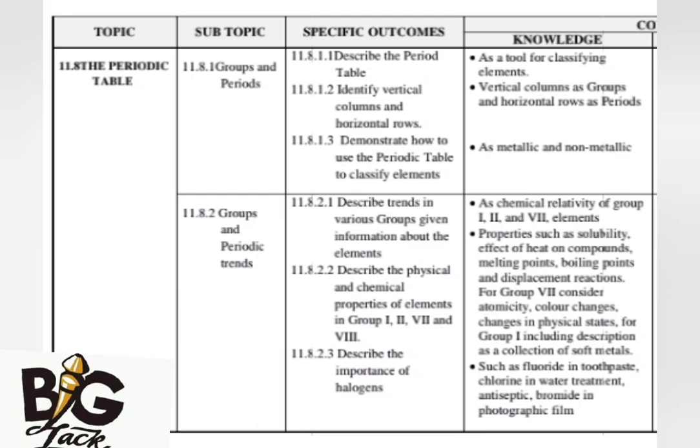Apart from that, you need also to formulate chemical formulae of compounds. Let's say, for example, sodium. Sodium is found in group 1, which means sodium is a metal. It is going to have a valence of 1. Then let's take also chlorine. Chlorine is found in group 7, which means for us to know the valence, we are going to say 8 minus 7. Then the answer is going to be 1.